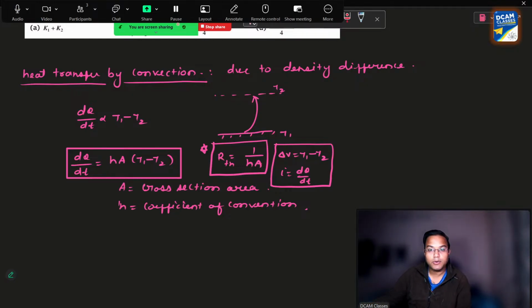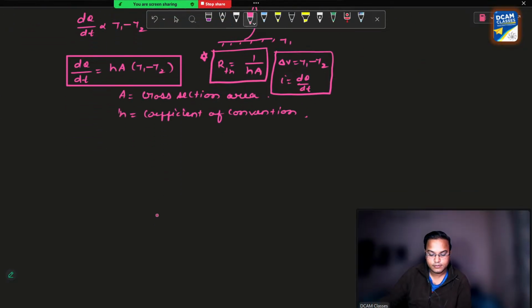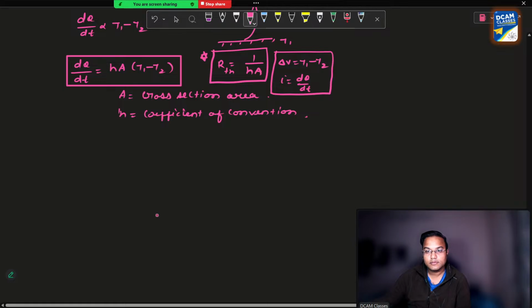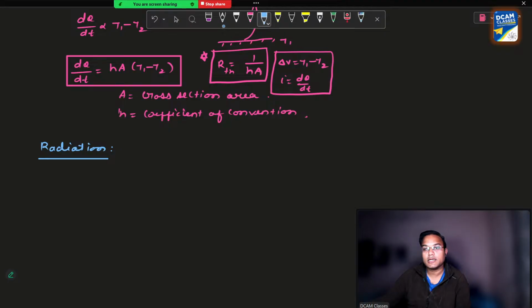Now comes the important one, that's radiation. Actually, before the radiation part, let me give you one more question. The radiation part I'll complete in the next class. Small only.